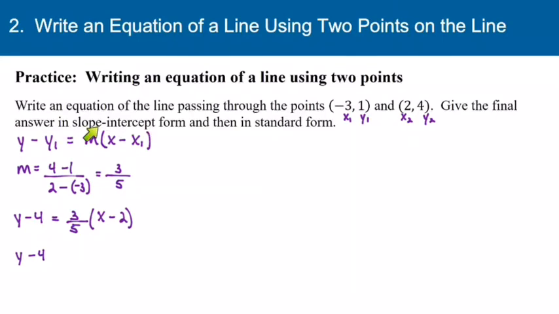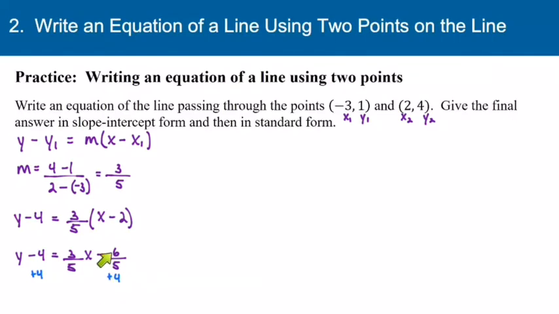And to get to slope-intercept form, I'll need to distribute this 3/5 and add 4 to both sides. So I'm going to start here by distributing 3/5. 3/5 times x gives us 3/5 x. 3/5 times negative 2 gives us negative 6/5. And now I will add 4 to both sides.